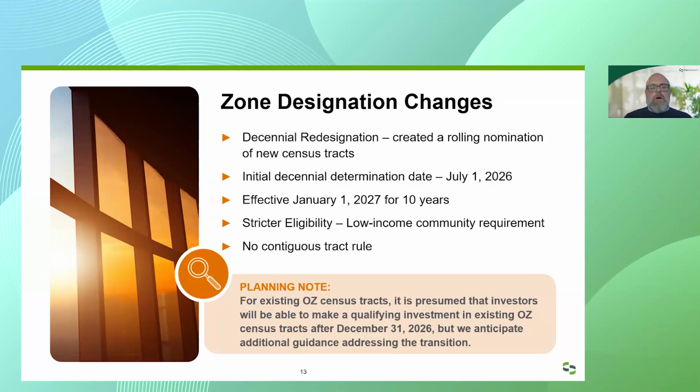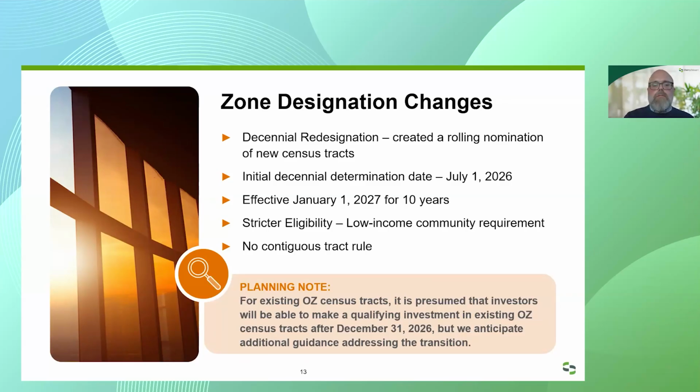Additionally, there are the enhanced incentives that come under the changes created by the One Big Beautiful Bill Act. One of those will be the rural designation, the enhancement that comes with the rural designation, that I know Andy will talk about here in a little bit.